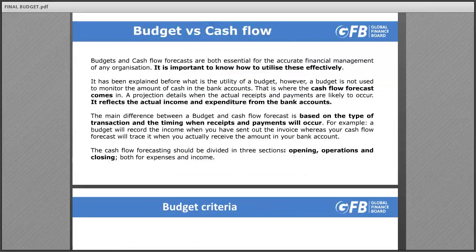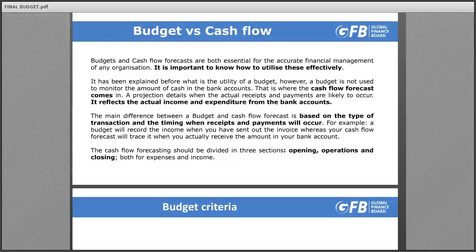Right now, I would like to explain the main differences between the budget and the cash flow forecast. It's important to know both and how to use them effectively. So, it has been explained before what the utility of a budget is. However, a budget is not used to monitor the amount of cash in the bank accounts. That is where the cash flow forecast comes in. It is a projection detailing when the actual receipts and payments are likely to occur. The cash flow forecast reflects the actual income and expenditure from the bank account.